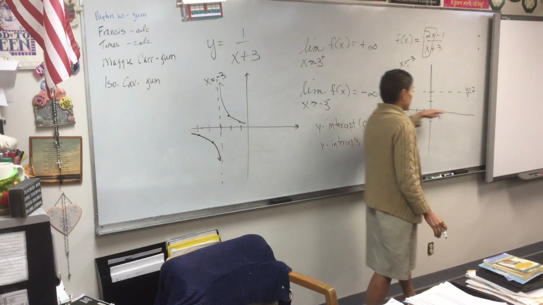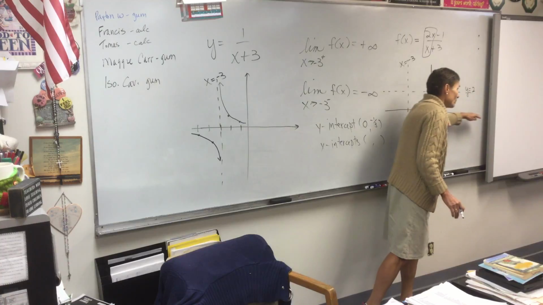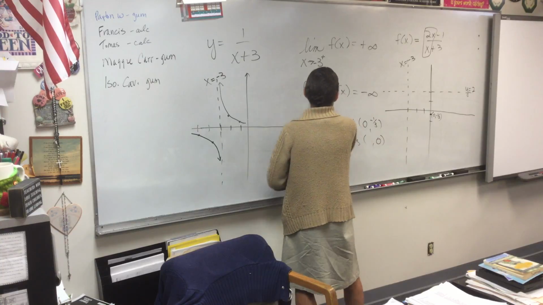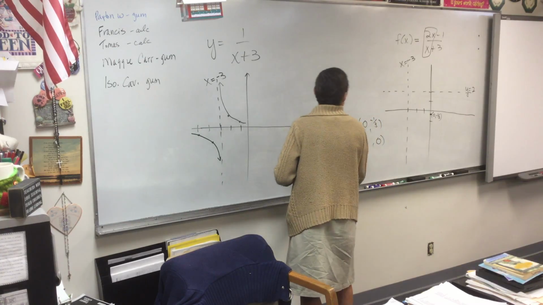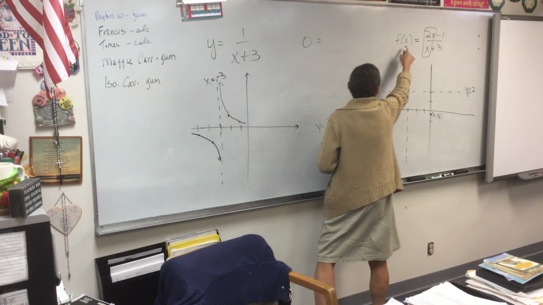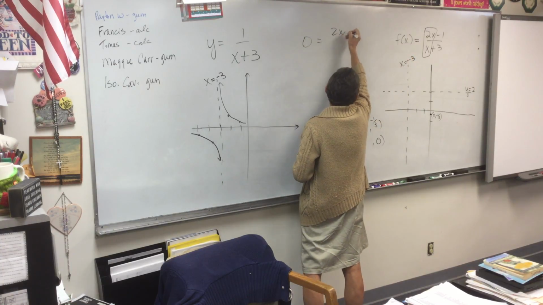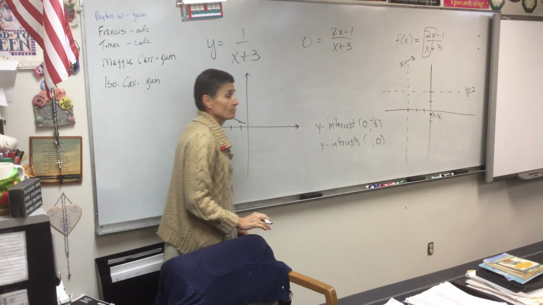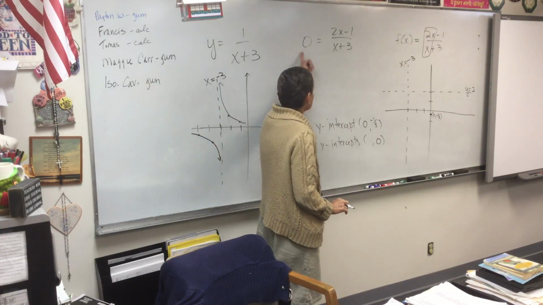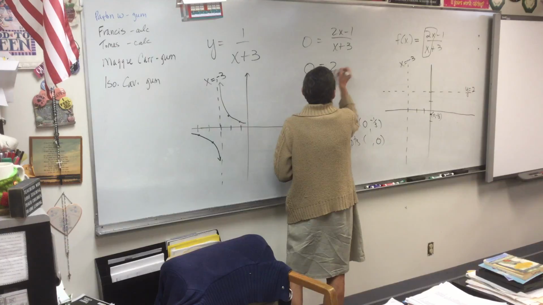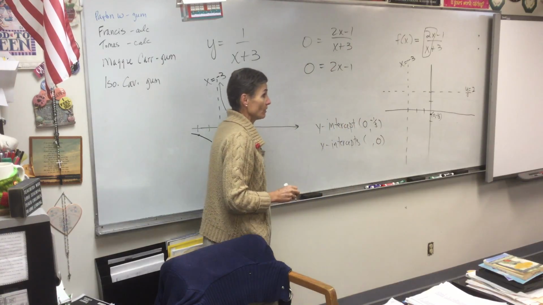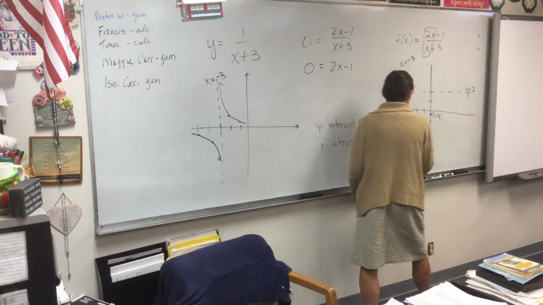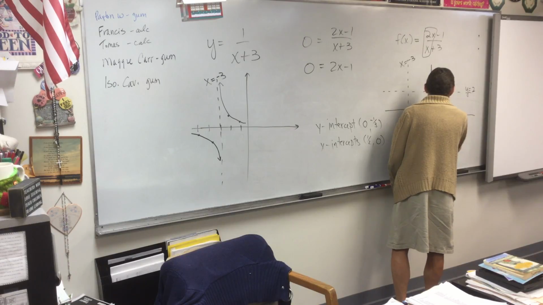Now, what about x-intercepts? They're on this line right here. What do we know about every point on this line? Y is 0. So I'm going to let y be 0. So remember, f of x is y, so 0 equals this. All right, how do I solve that little equation? Bring the x plus 3 to the other side, but since there's a 0 there, it's just going to stay 0, because I'm multiplying that over. So x equals 1/2. So I have an x-intercept at 1/2.